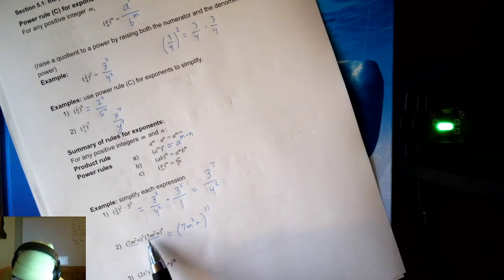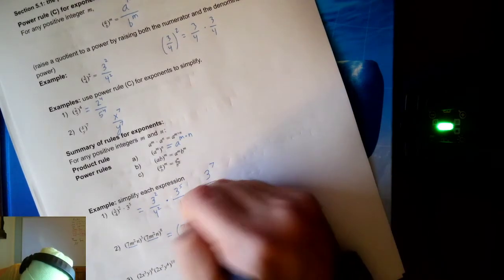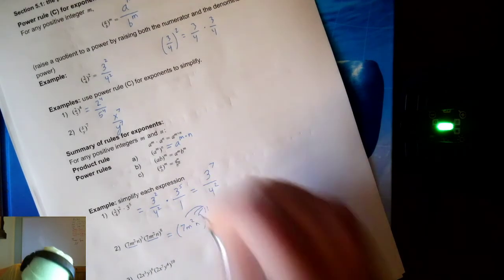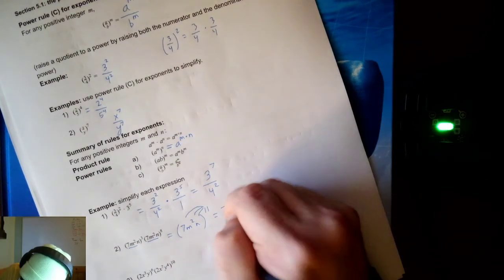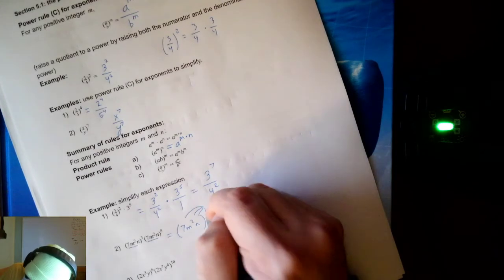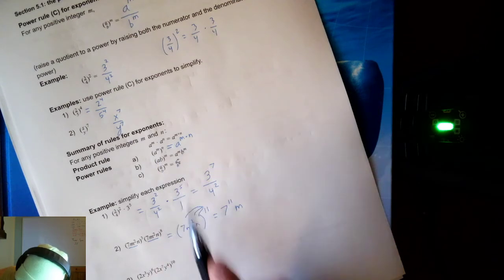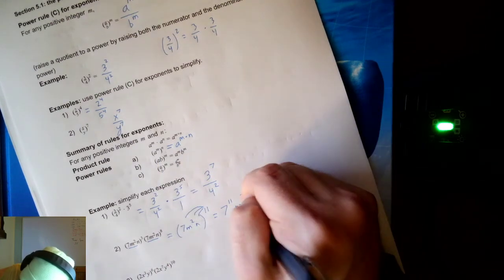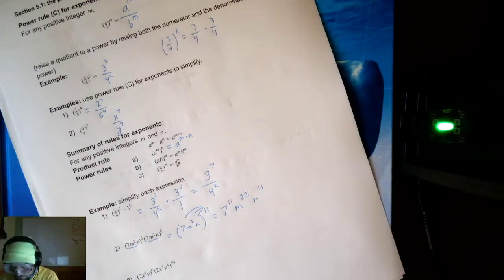7m squared n, 7m squared n. So I'll add the 3 and the 8. Now I'm going to distribute the 11. Notice I waited to distribute because I only have to distribute once now. 7 to the 11, m, 2 and 11. This is power rule A, right? m and n. 2 times 11 would be 22. And then n will be to the 11th power.